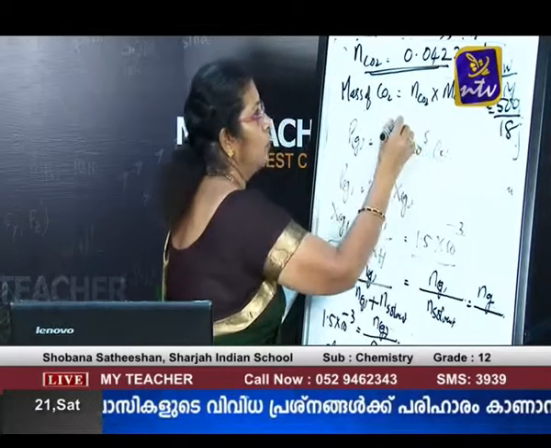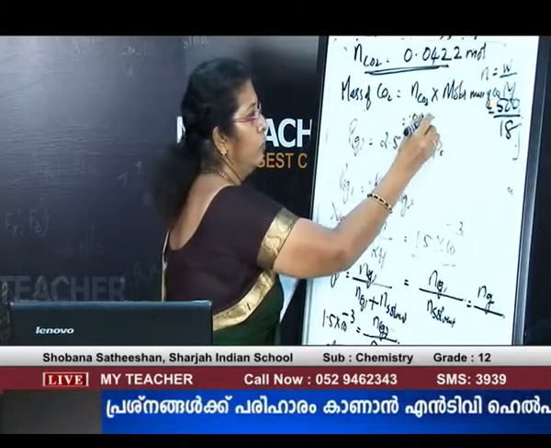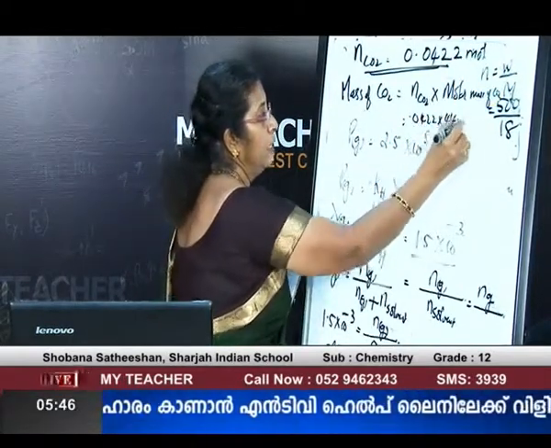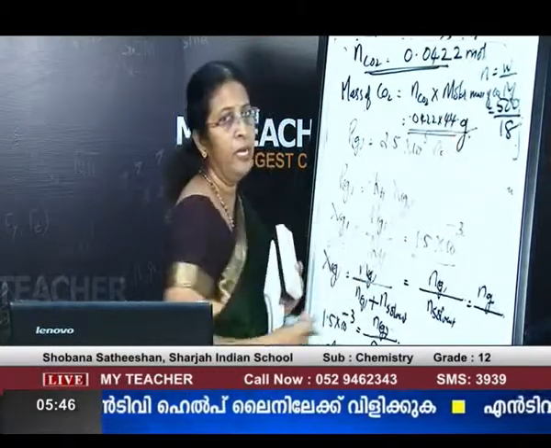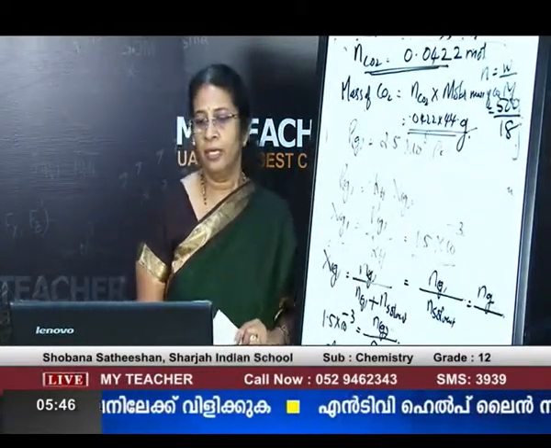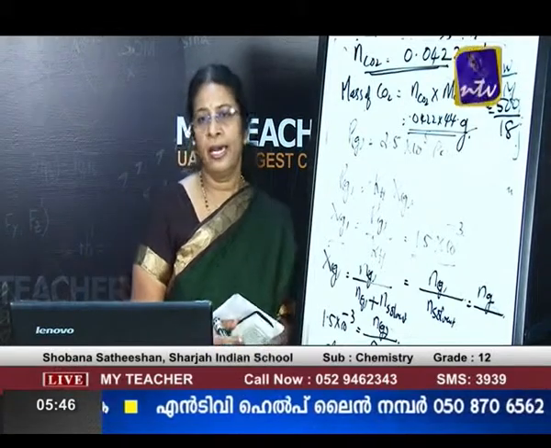Molar mass of CO2. So, 0.0422 into 44. This much grams you will get. Okay. Final answer we can find out. Otherwise, all direct questions will come.